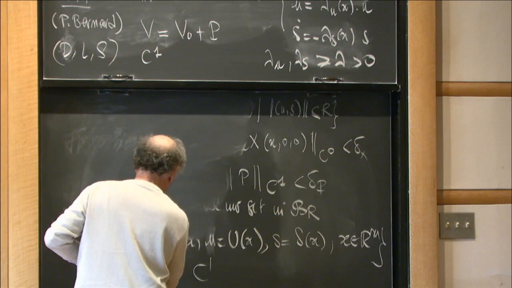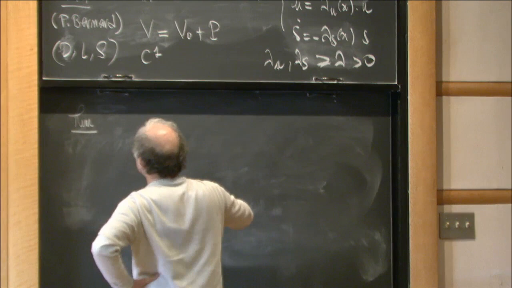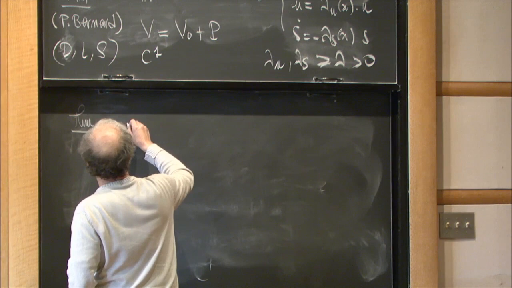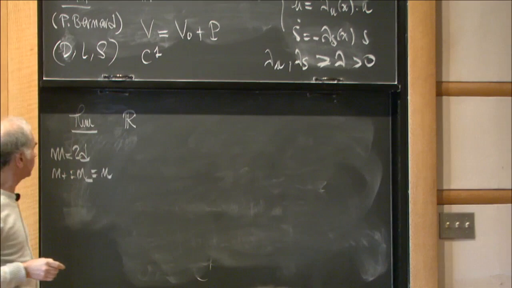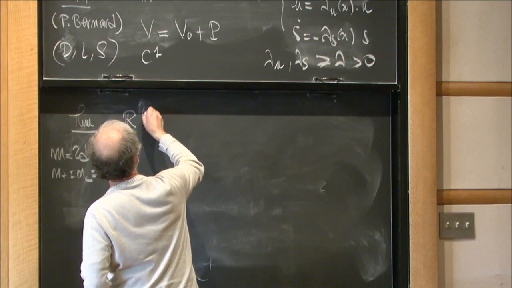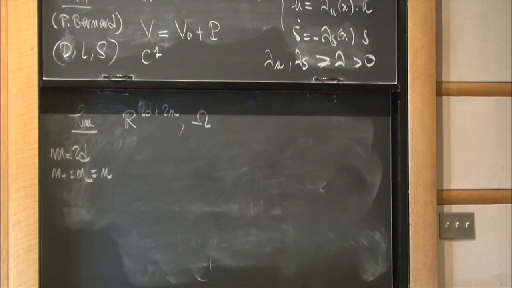There are two results. First result, theorem. Assume now that M is equal to R2D plus 2N, N plus equals N minus equals N. So you start on R2D plus 2N. You take the usual symplectic form on it. It's not necessarily constant in the theorem, but I will assume it for today.